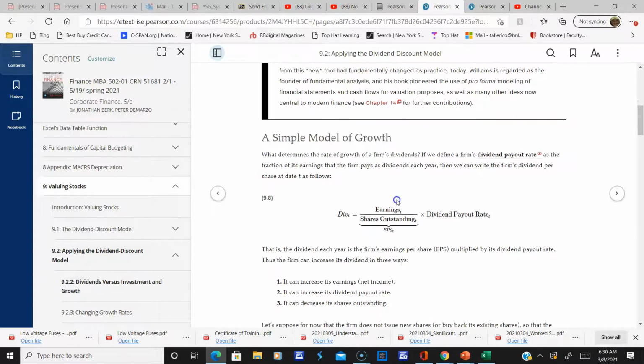All right. So there's another model of growth. If you define a firm's dividend payout rate as the fraction of its earnings that the firm pays as dividends each year, then we can write the firm's dividend per share. So here's the dividends per share: earnings over the shares outstanding times the dividend payout rate, and you see this all the time actually in real life, right? They'll give you basically the earnings per share and multiply by the dividend payout rate.